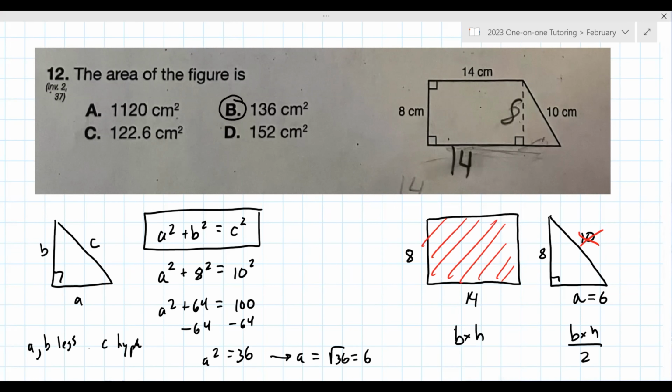What's next? 13. Let's see. You kind of have one circled. 13. Okay.